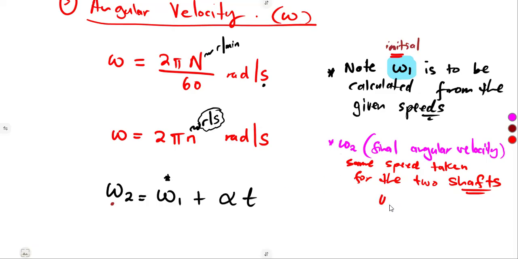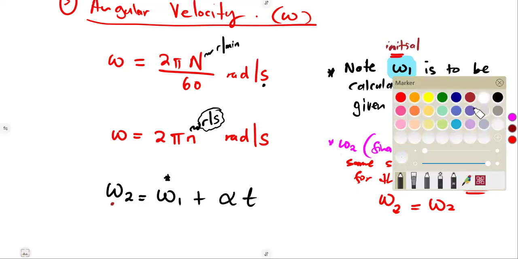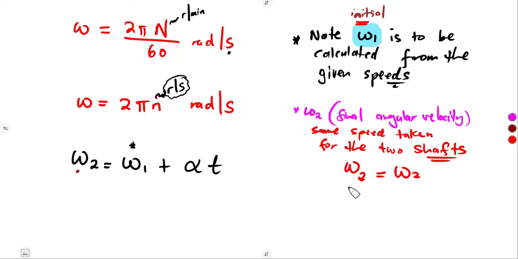So in actual sense, let me write it here: omega 2 is equal to omega 2. Does this make sense if I say omega 2 is equal to omega 2? No. It makes sense if we specify which omega 2 we are talking about for the two shafts. So we're going to have the engine shaft omega 2, which is the final angular velocity, must be equal to the final angular velocity of the machine shaft. Please be very, very careful there.